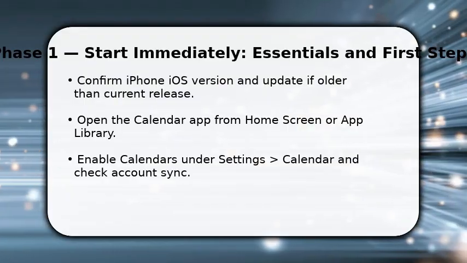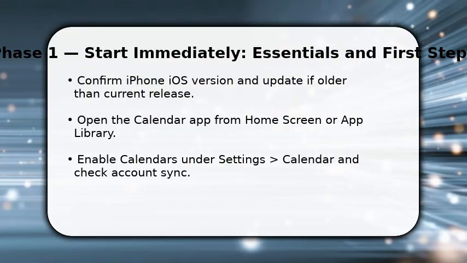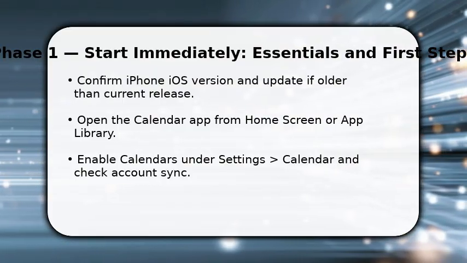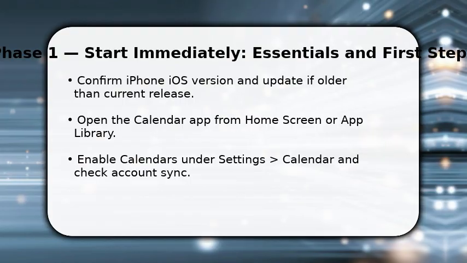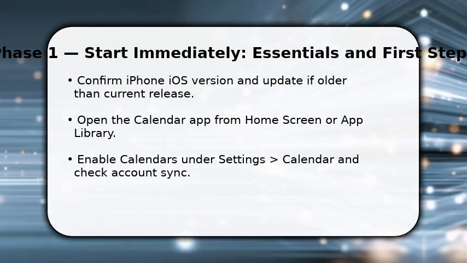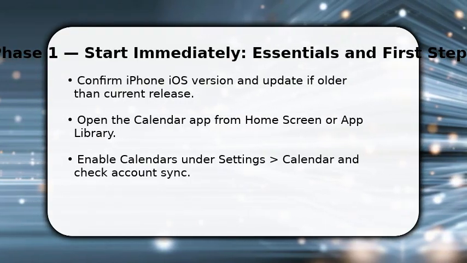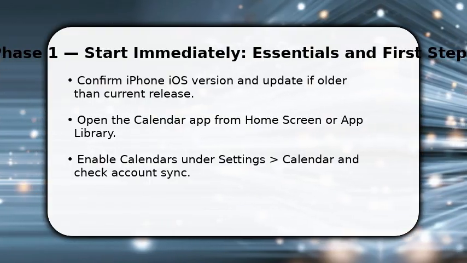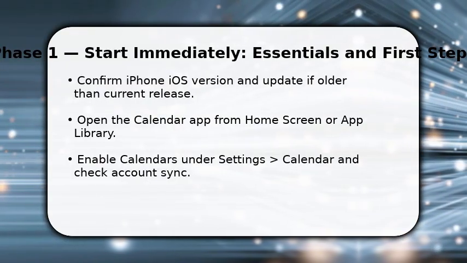You begin by confirming your iPhone is up to date and that calendar accounts are syncing. This avoids missing events. Once done, open the calendar app and land on the default view. Make sure your accounts are enabled in Settings Calendar so events appear.